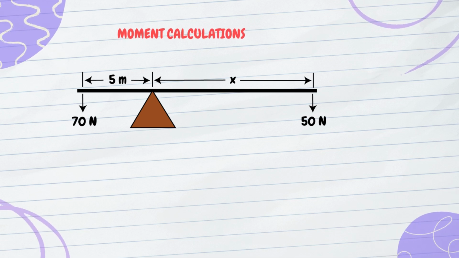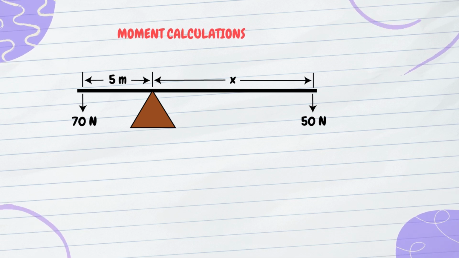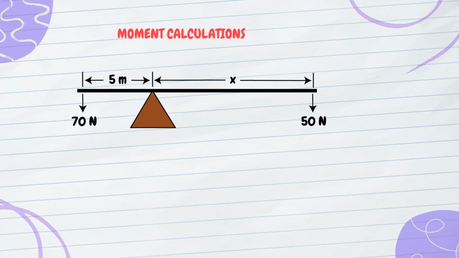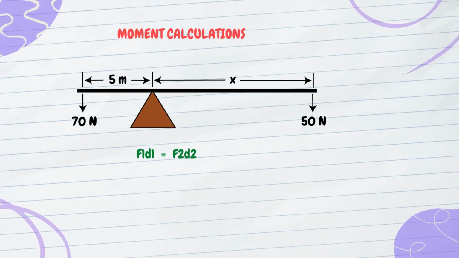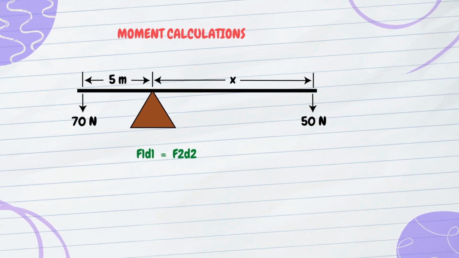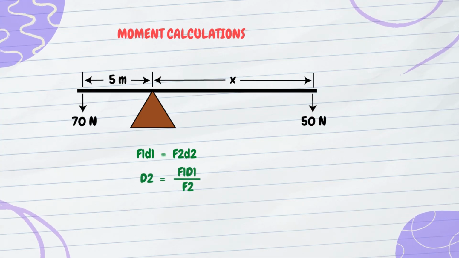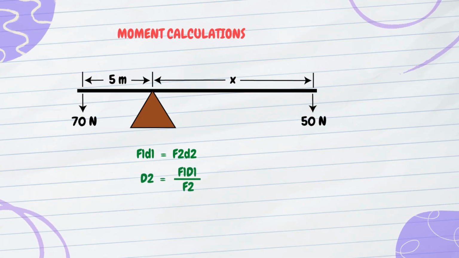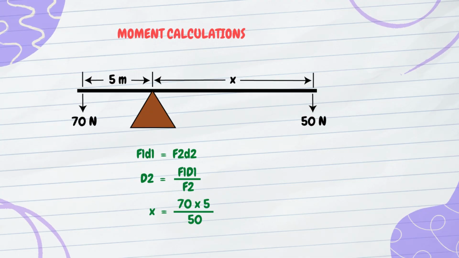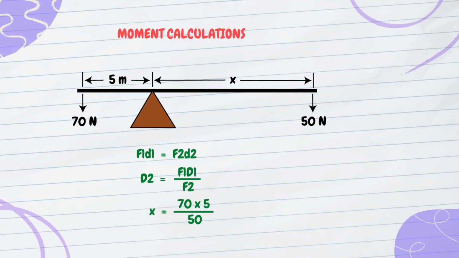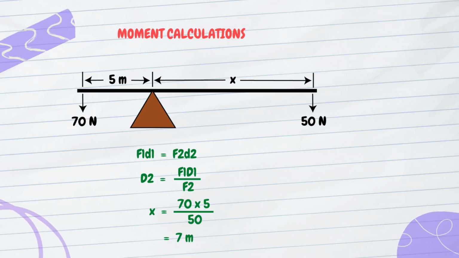The third example, calculate the distance x needed to balance the seesaw in the image. The formula for the principle of moment is F1 d1 is equal to F2 d2. As we need to calculate the distance x, the formula becomes d2 is equal to F1 d1 over F2. d2 is x, F1 is 70, d1 is 5, and F2 is 5. This gives 7 meters as distance x.